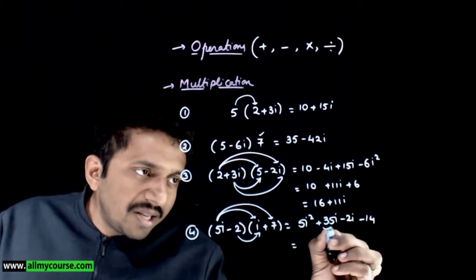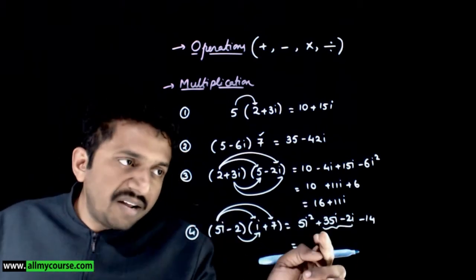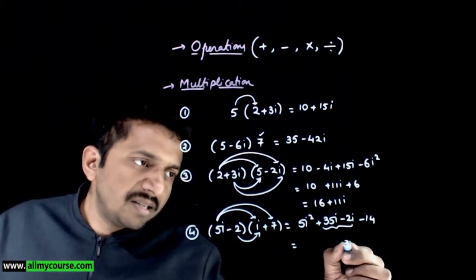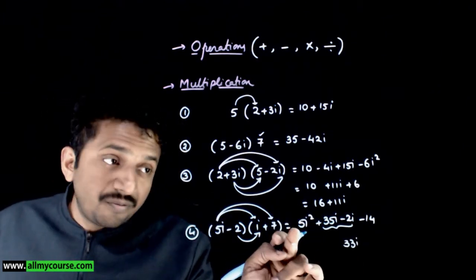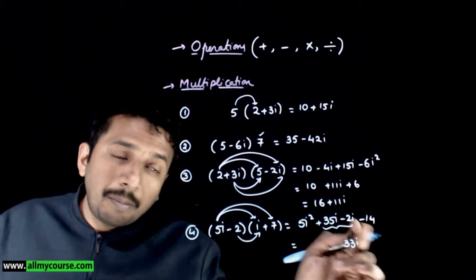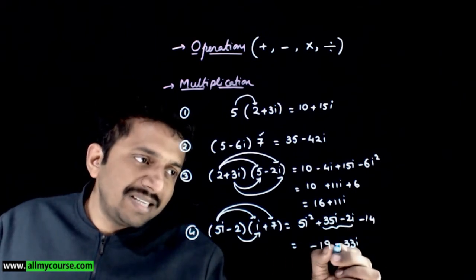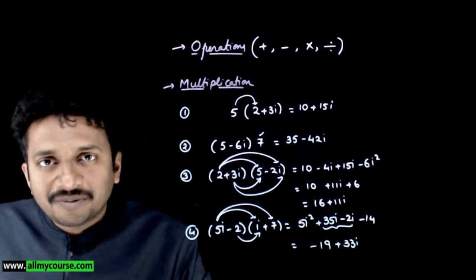So now these two are the imaginary parts. So 35i minus 2i is 33i. And i square is minus 1. So 5i square is minus 5. Minus 14 is, so minus 19 plus 33i is the answer.